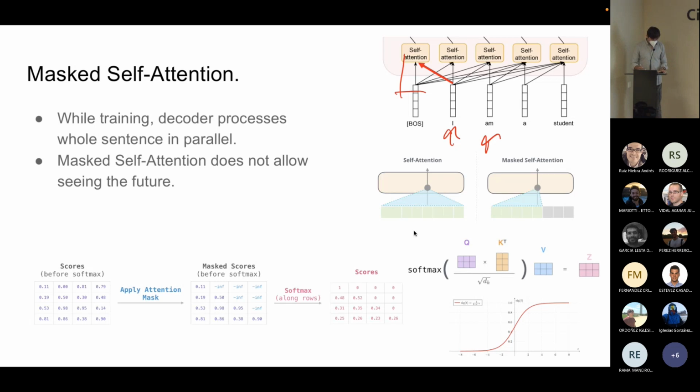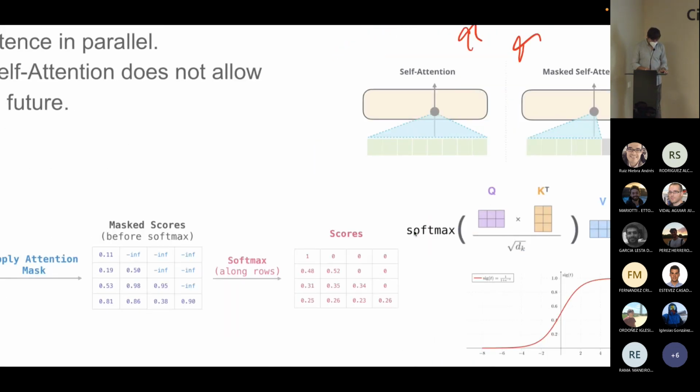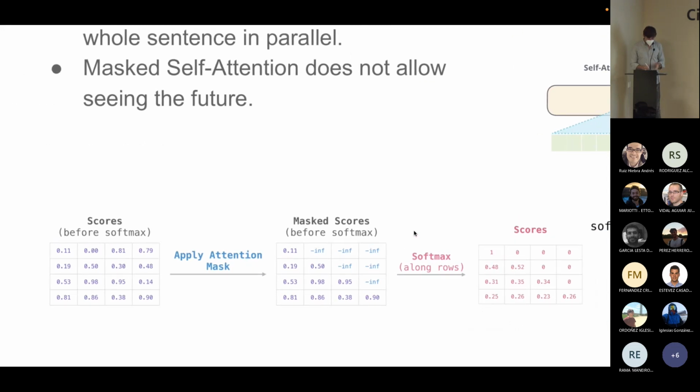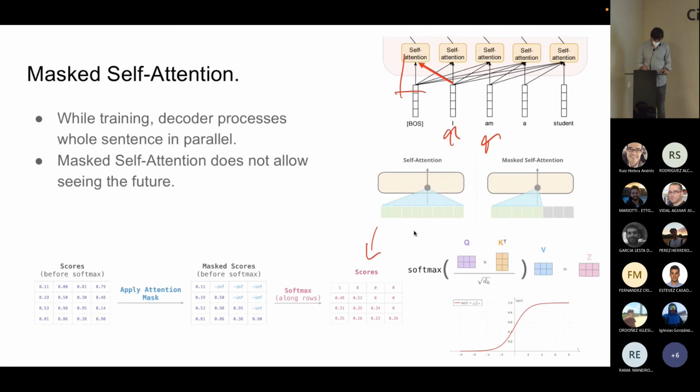We can represent it in a lot of ways, like here in this figure, which is very illustrative. And in a practical manner, it's just the attention matrix that we saw before. We just apply zeros here. So when it does the weighted average of all the words in the sentence, the words that are in the future cannot be attended. Simply, it cannot see them.